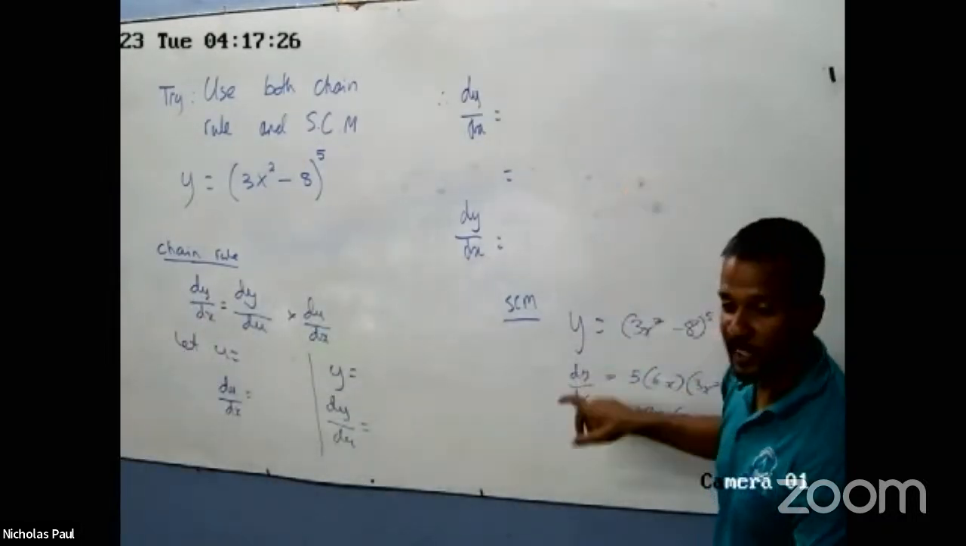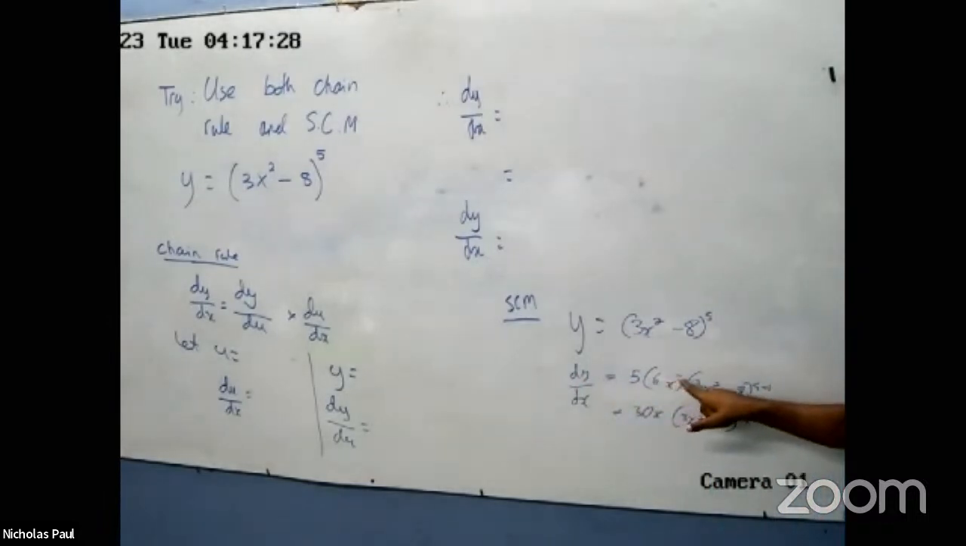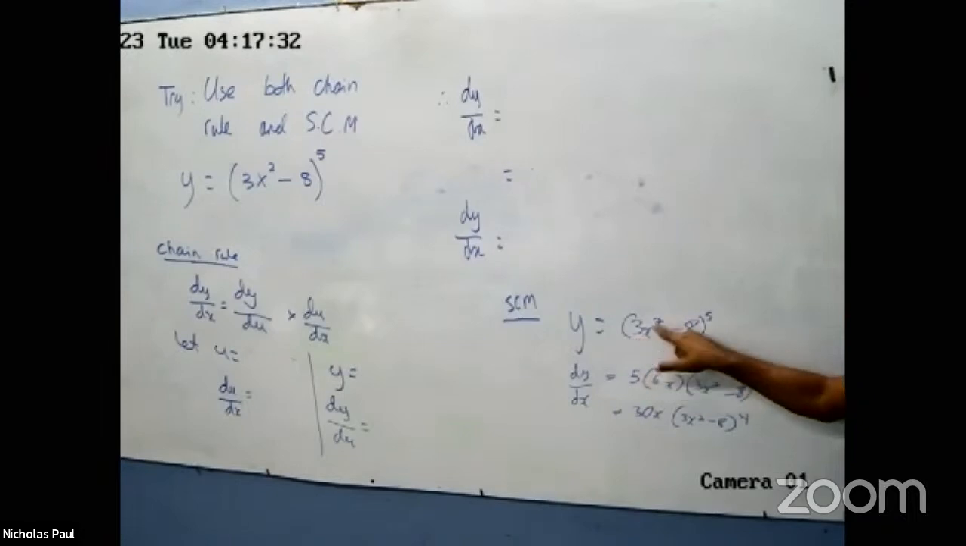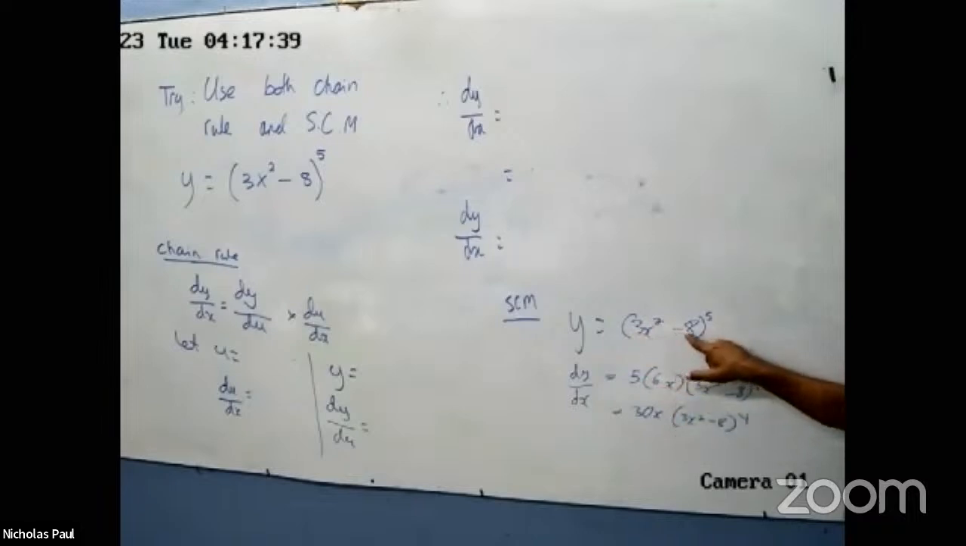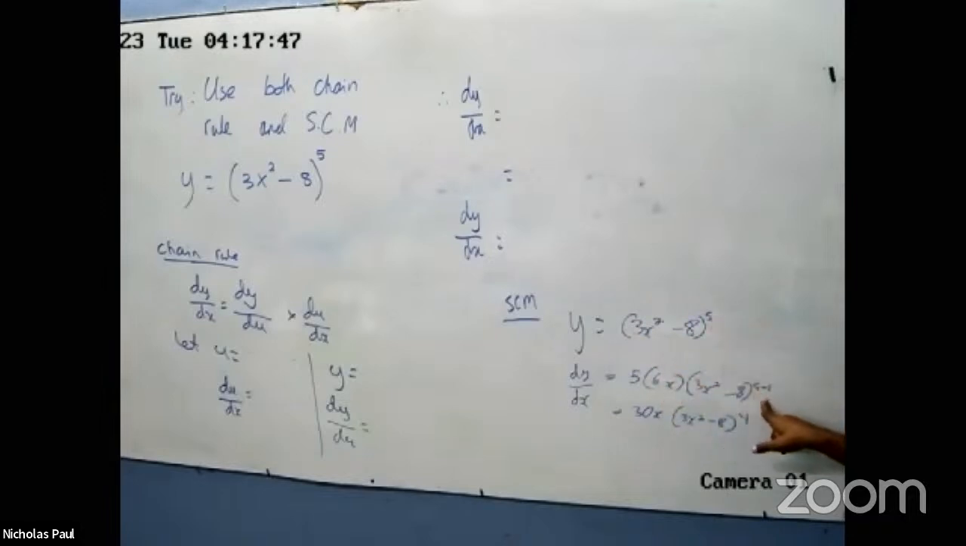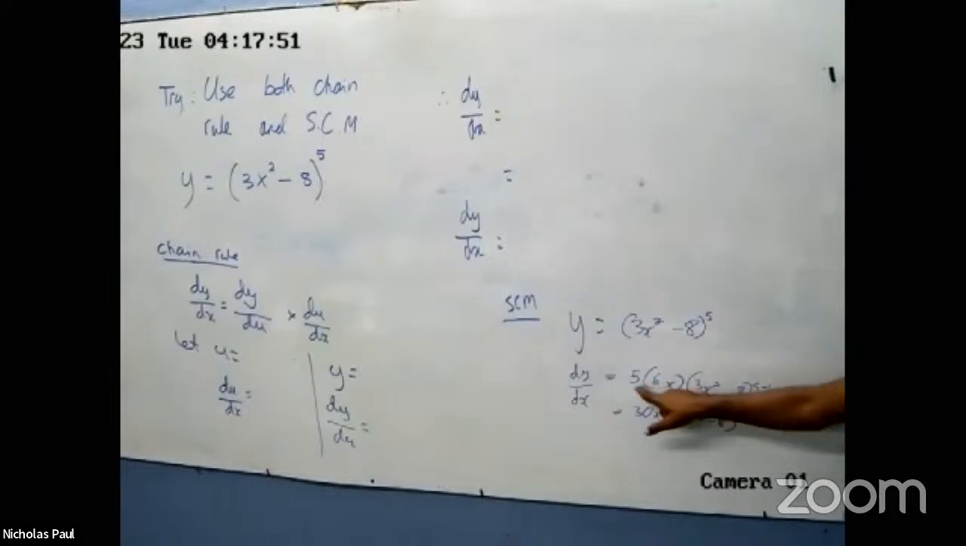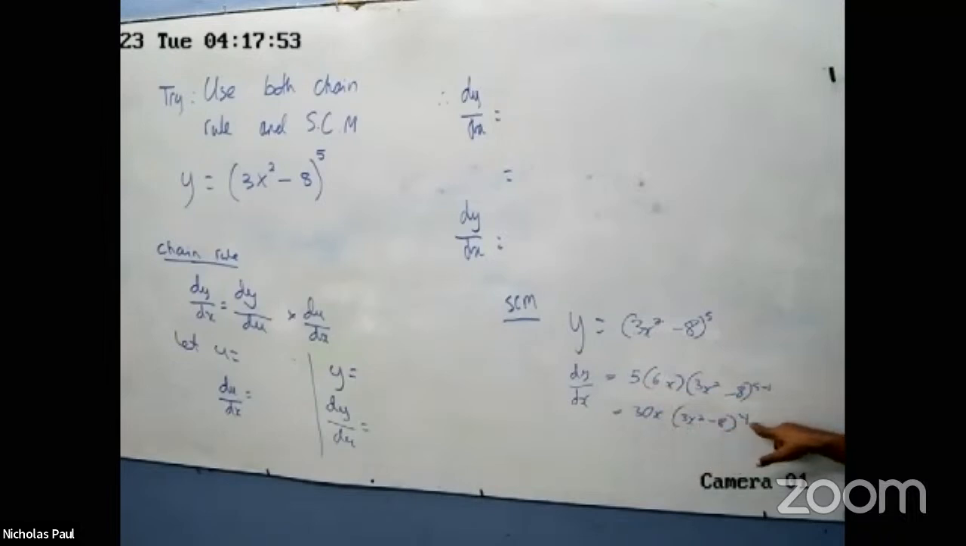All right, so watch here, shortcut method. Shortcut method, bring down the power. Differentiate 3x squared minus 8. You'll get 2 by 3 is 6, 6x. Differential of minus 8 is 0. So the differential of what's in here is 6x. Then you write back the bracket and you minus 1 from the power. Are you okay with that? So we'll be left with 30x by 3x squared minus 8 to the power of 4.